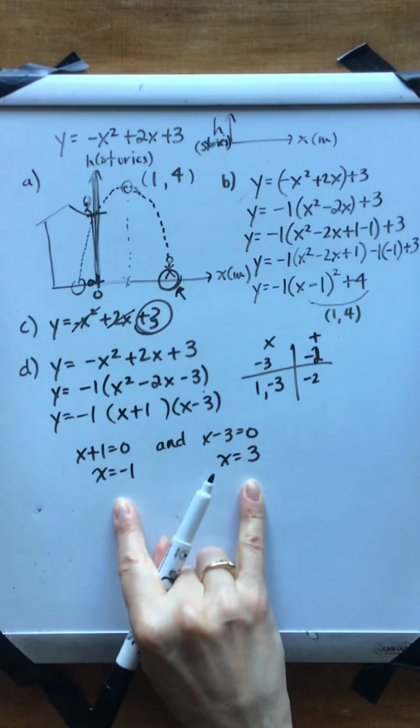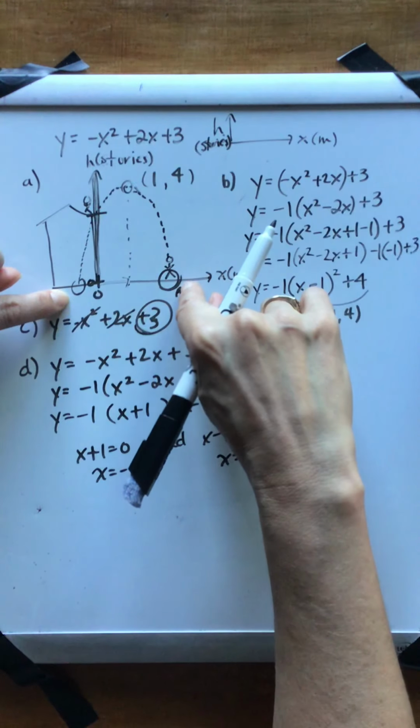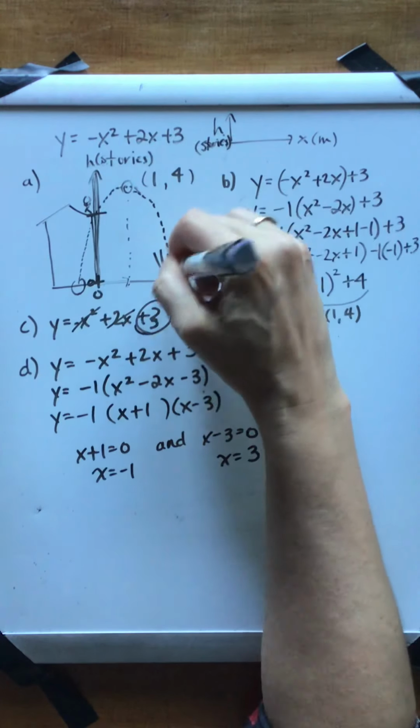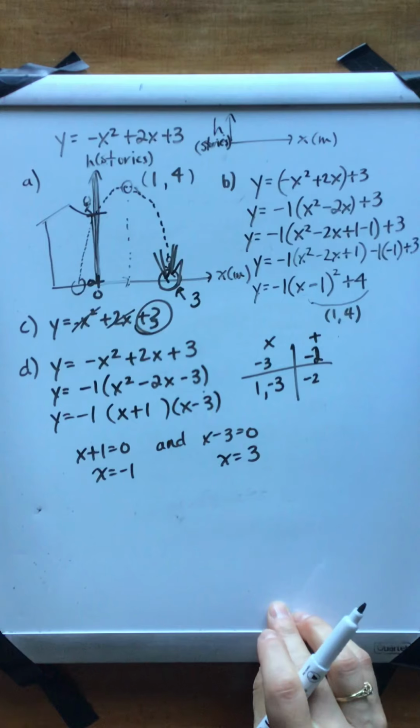That corresponds nicely with our diagram. A -1 value would be here, and a +3 value would be here. Okay, so therefore, the water balloon crashes on the ground 3 meters away from the school.